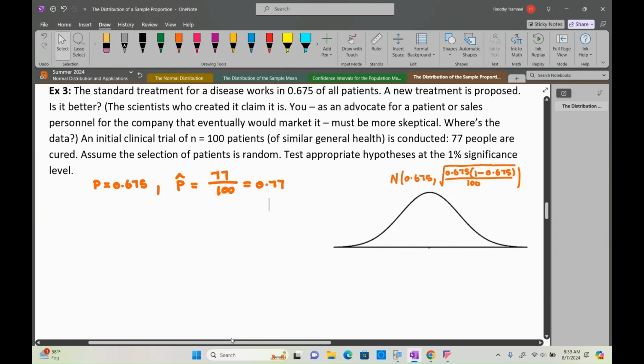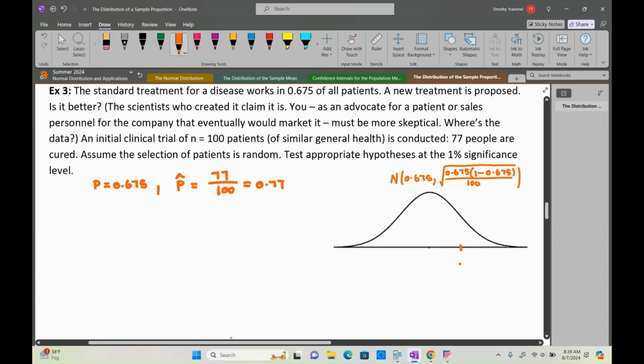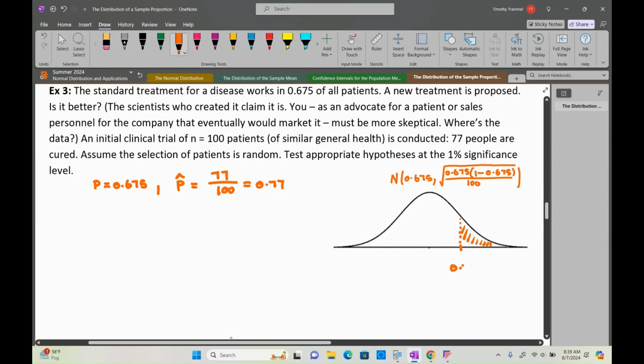So this sample proportion is actually bigger. That puts P hat over here, and I'm going to just write in the number for P hat. It's 0.77.